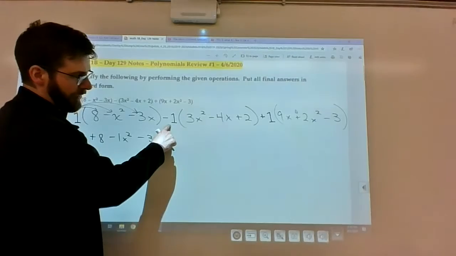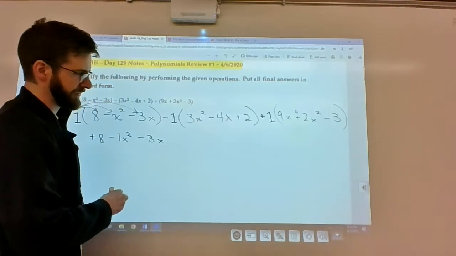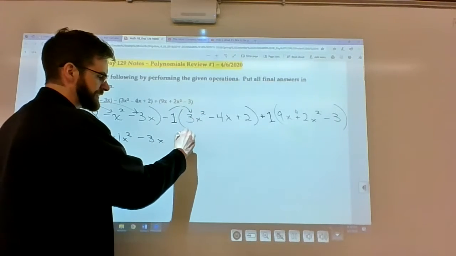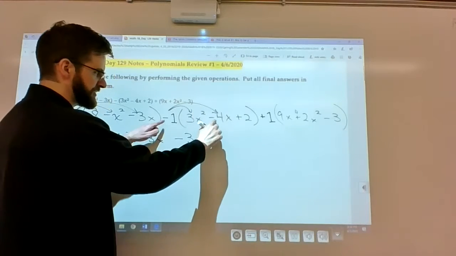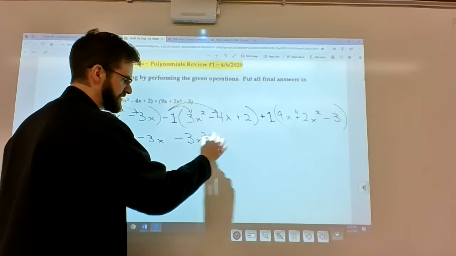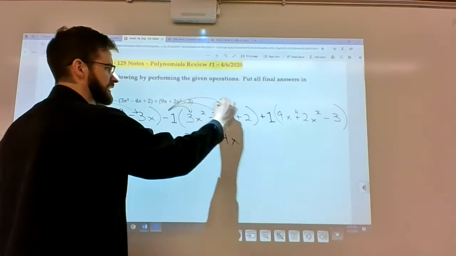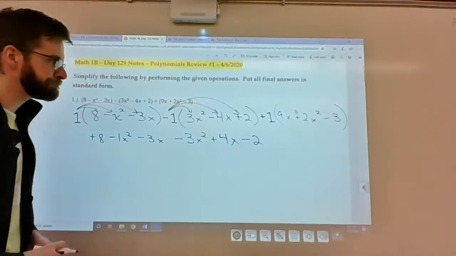Multiplying by a negative 1, though, is going to change the sign of everything inside the parentheses. So negative 1 times 3x squared is minus 3x squared. Negative 1 times negative 4x changes to a positive, since a negative times a negative is a positive. And then you've got negative 1 times a positive 2, so you get negative 2.